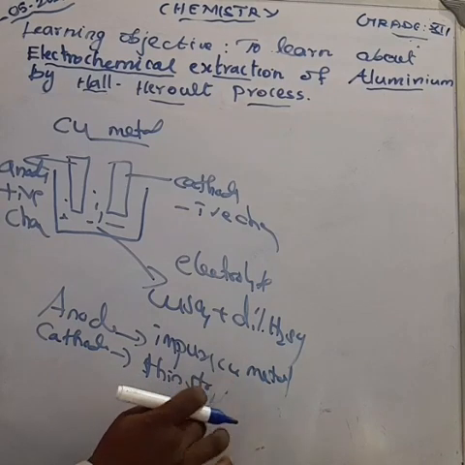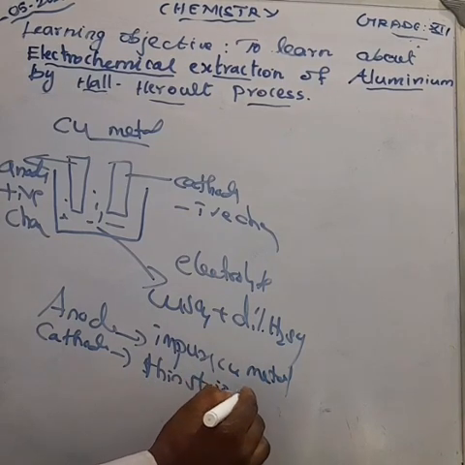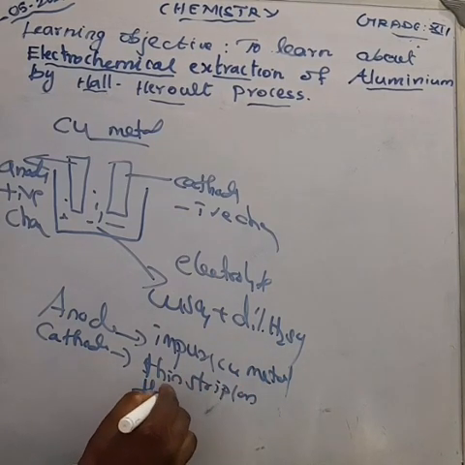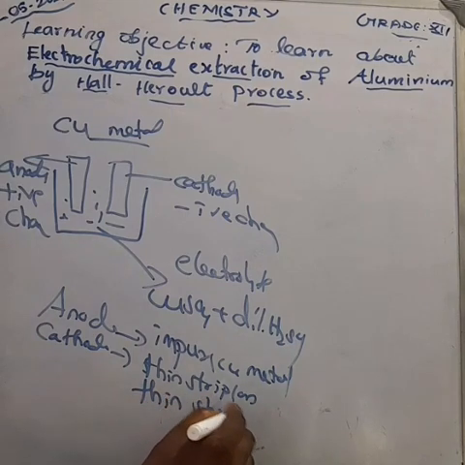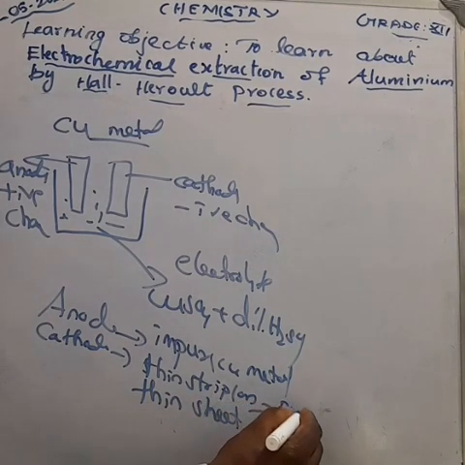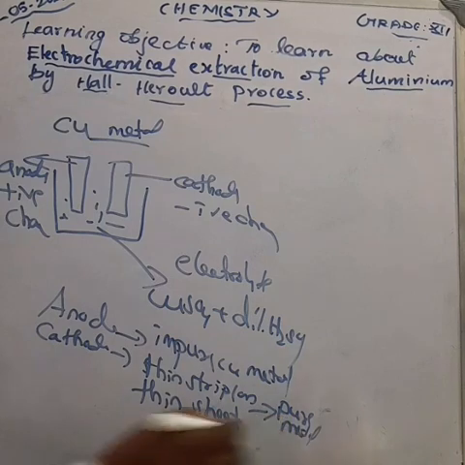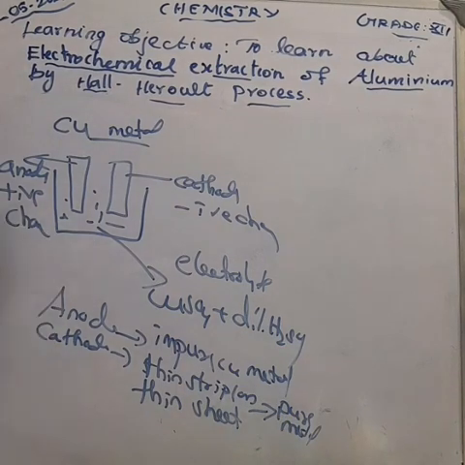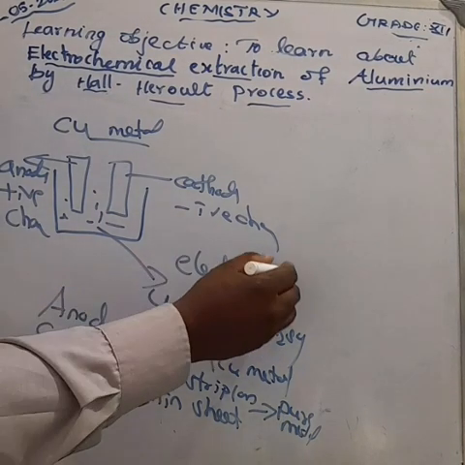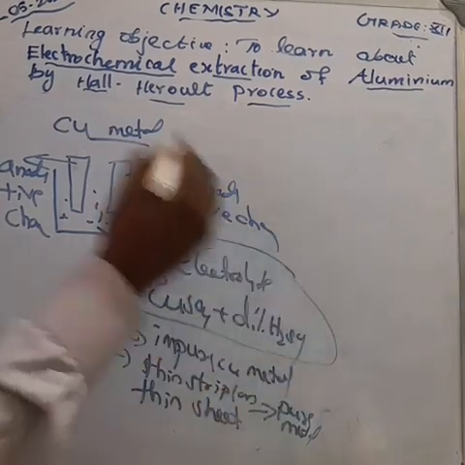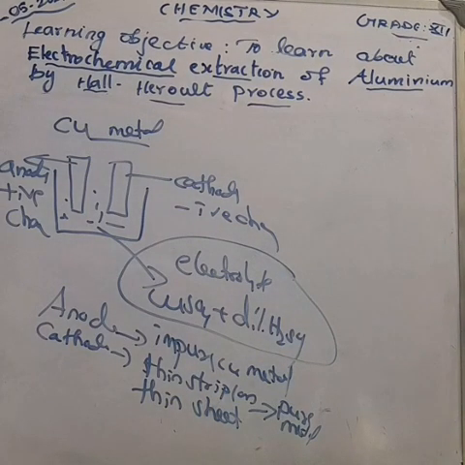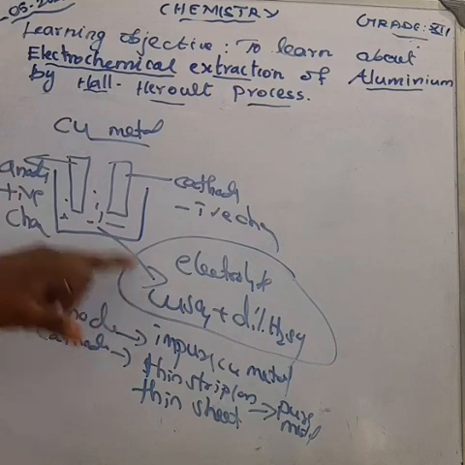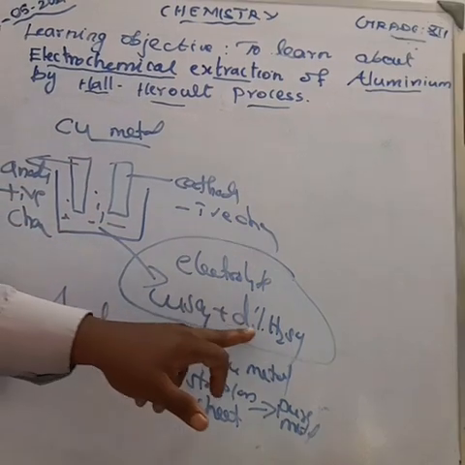That's a thin sheet. We can use it like that. A thin sheet of pure metal is taken as the cathode. Here we take some electrolyte, copper sulfate with dilute sulfuric acid.